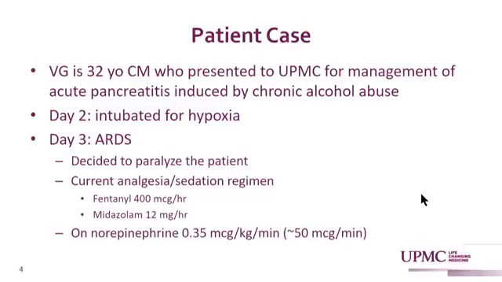The regimen he was getting for analgesia and sedation at the time was fentanyl 400 mcg per hour and midazolam 12 milligrams per hour. He was also requiring high doses of vasopressor, as you can see here. So the team considered three options. Option A was to just increase the doses of the current regimen. Option B, adding propofol to the regimen. Option C was, how about some ketamine?